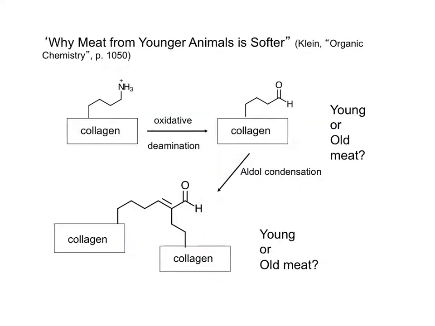Collagen is a protein in the connective tissue of animals. So collagen undergoes oxidative deamination to convert the amine to an aldehyde, and then aldol condensation occurs. So stop the video and answer these questions. Is this collagen from young or old meat, and is this collagen from young or old meat? The smaller collagen molecules in young meat is softer and therefore more tender to eat than the bigger collagen molecules in old meat.